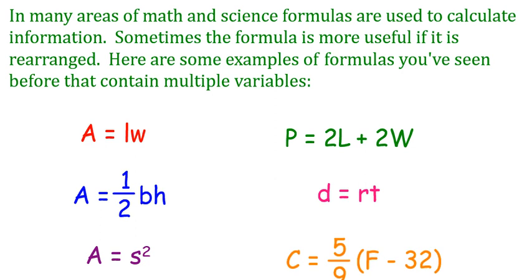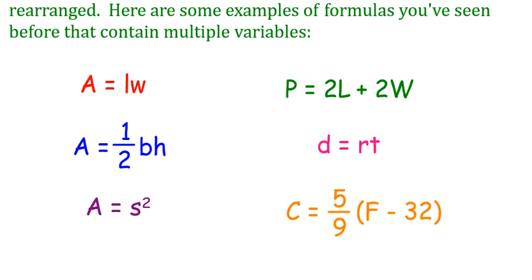So here are some examples of formulas that you've seen before that contain multiple variables, and we'll probably use going forward where you have to isolate one of them, so it is more helpful for you. So let's look at these 6 formulas. Do you recognize what they represent?